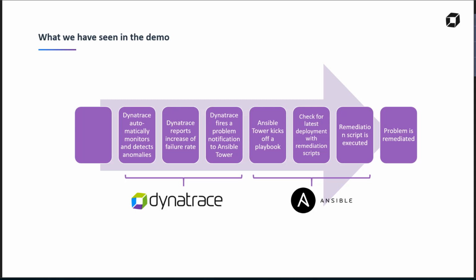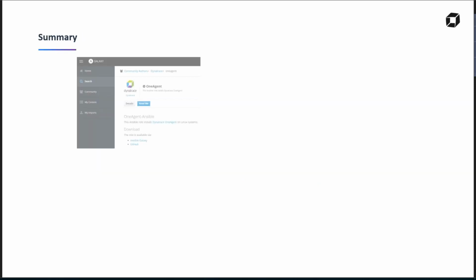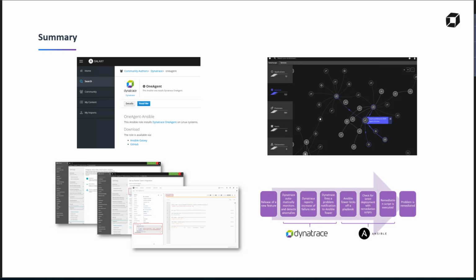And here it starts and kicks off a playbook, checks for the latest deployments and also for the configuration changes, looks for all the remediation scripts, and then executes the script, and the problem is finally remediated. That's pretty cool. So this is what we've seen in this short performance clinic from my side, and I'm open for questions.